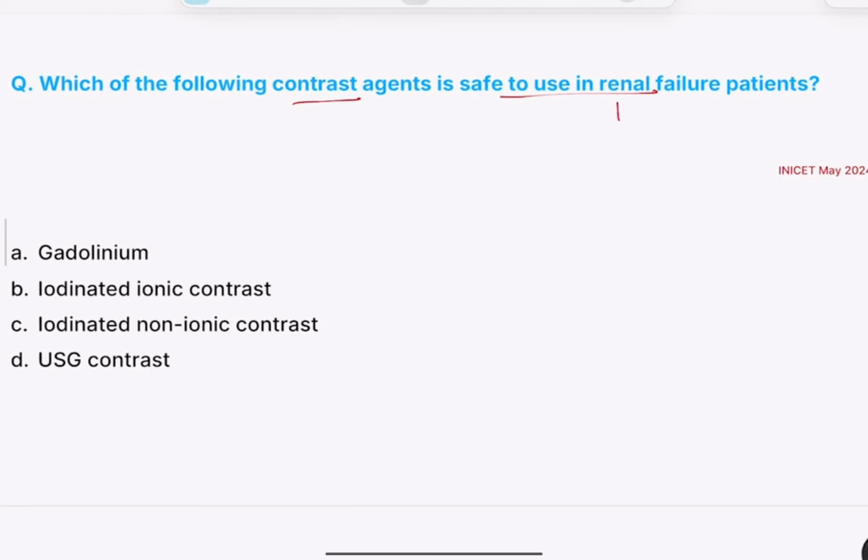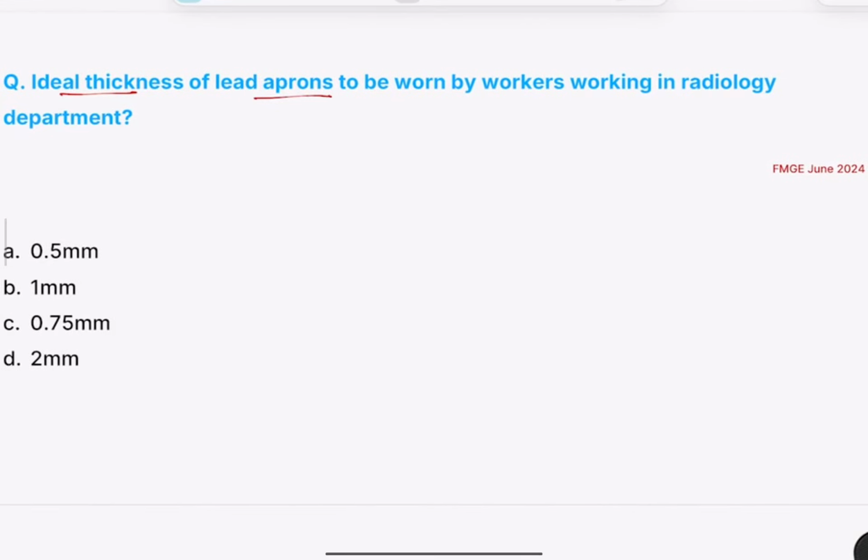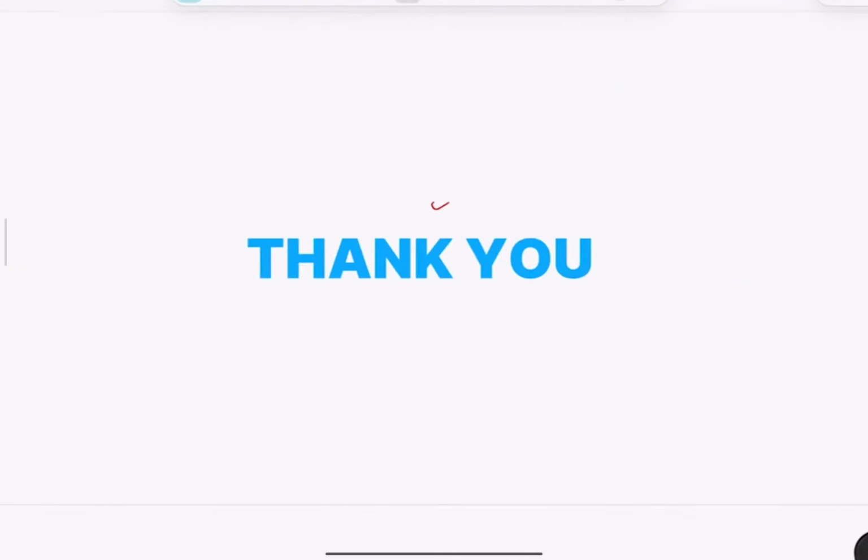Contrast agent safe to use in renal failure, ultrasound contrast. Why? Because it is excreted via the lungs. So that is safe. Recent INICET exam question: ideal thickness of lead apron to be worn in the radiology department. You do not have 0.25 in the option, so you go for 0.5 mm, right? 0.5 mm. So that was about the basics, the fundamentals of black and white of radiology.